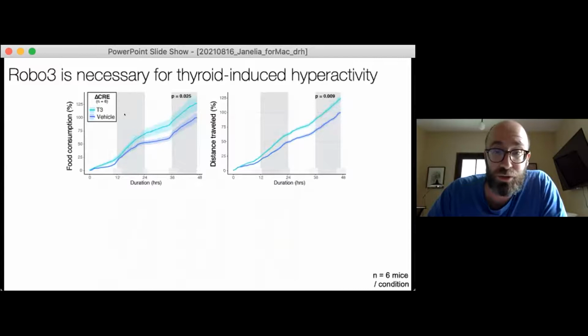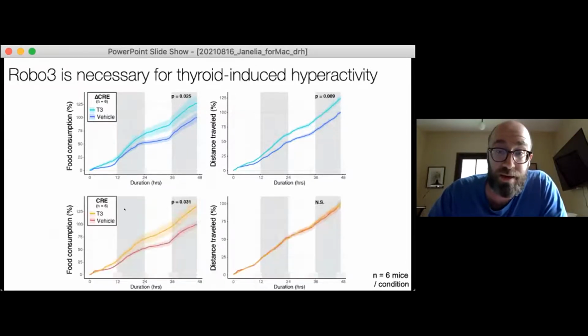The Delta Cree control had the expected behavioral phenotypes of increased food intake and increased locomotion. But remarkably, while the Cree-treated animals maintained their hyperphagic phenotype, they continued to eat more, which is a phenotype likely mediated by the hypothalamus, they no longer increased their locomotion after T3 treatment.